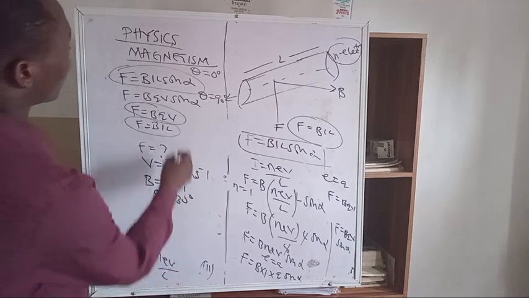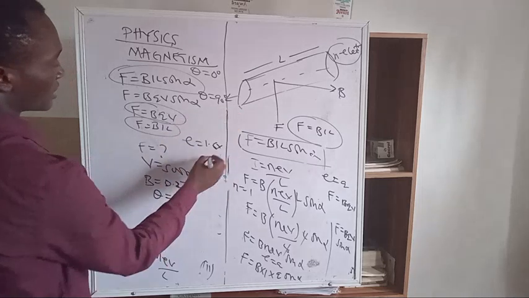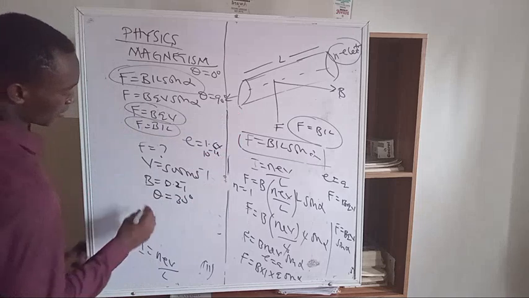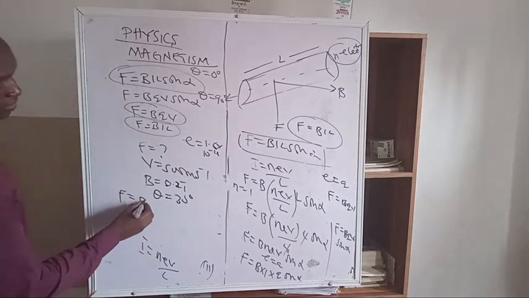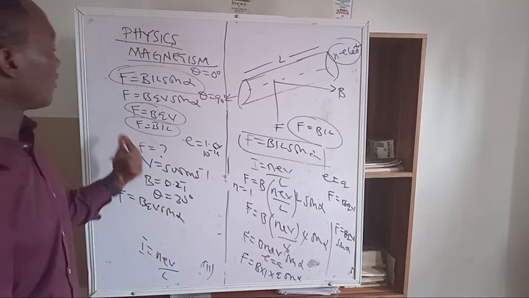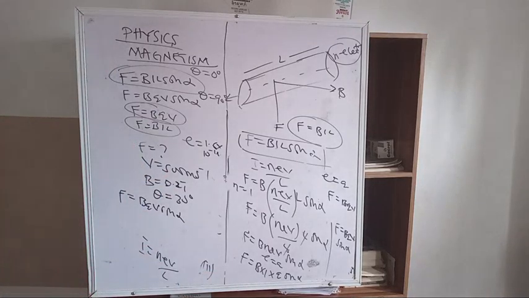Of course, the electronic charge is a constant, 1.6 times 10 raised to the power minus 19. So if that is the case, my F is equal to what? BQV sine alpha. If they had given a value of I and L, I would have used F is equal to BIL sine theta, but because it was not given, that is the value I'm going to be applying. F is equal to BQV sine alpha.